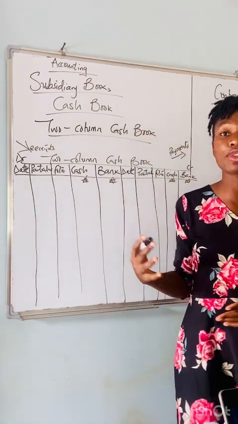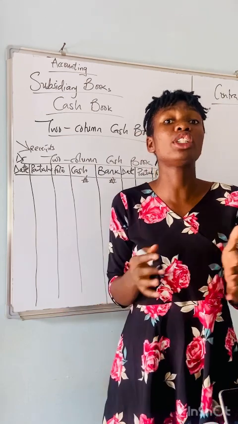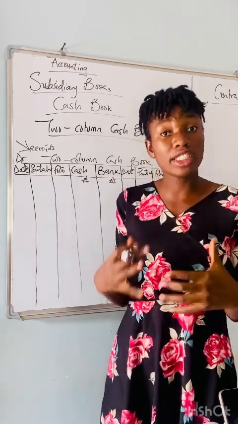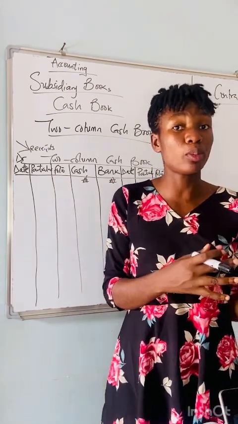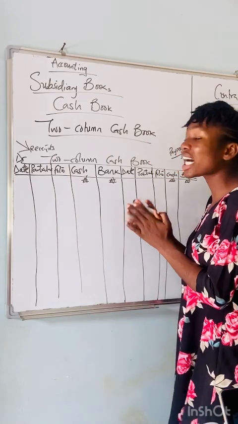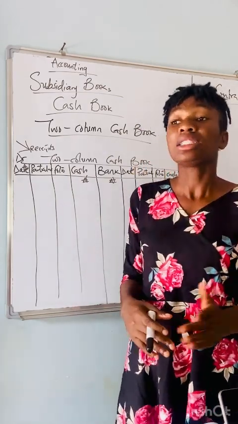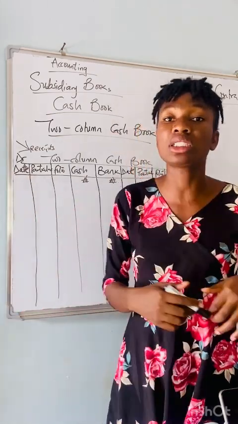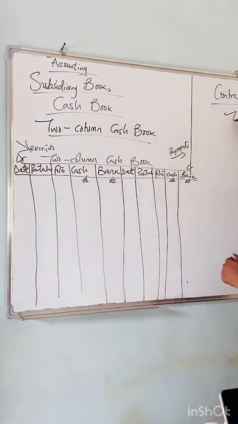Now, in our previous video, I said that when cash is withdrawn from the business for private use, it is referred to as drawings for private or personal use. It's referred to as drawings by the proprietor. But in the case where cash is withdrawn from the bank for business use, that is, the proprietor went to withdraw money from the bank to use it on the business, in that case, it is no longer drawings. What occurred is a contra entry.